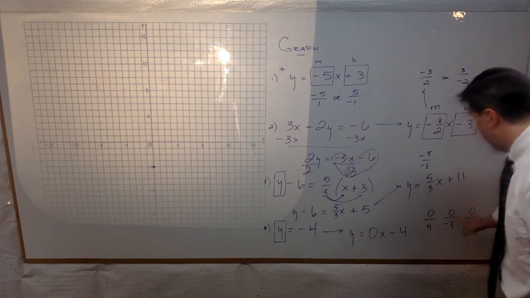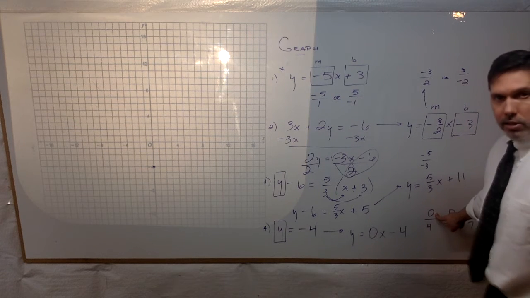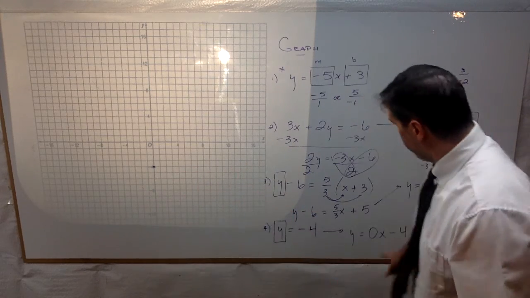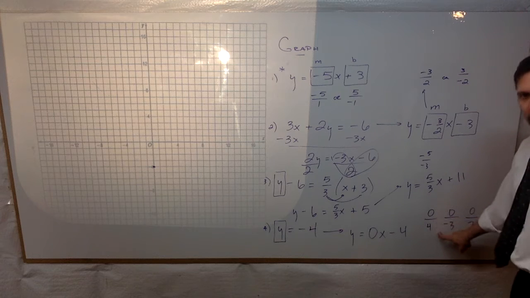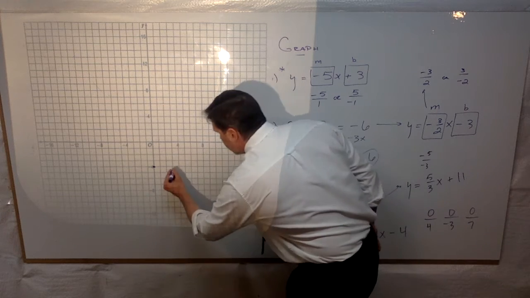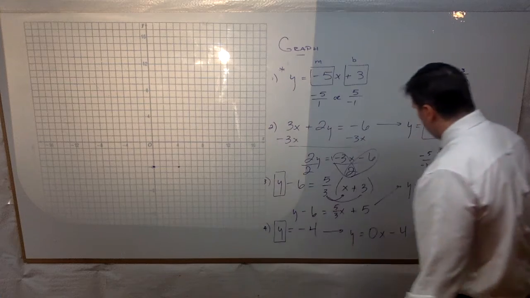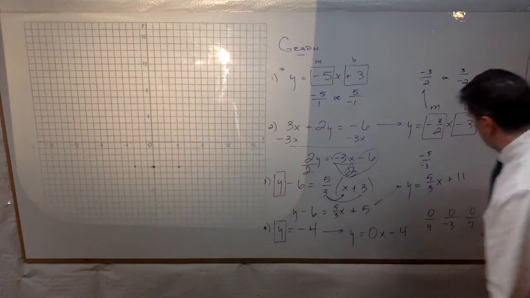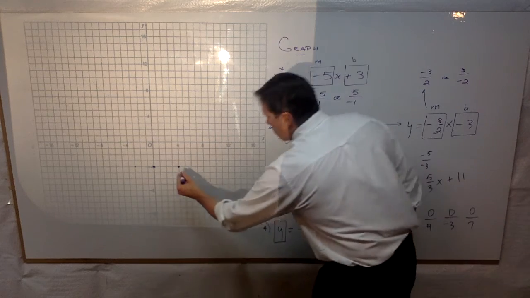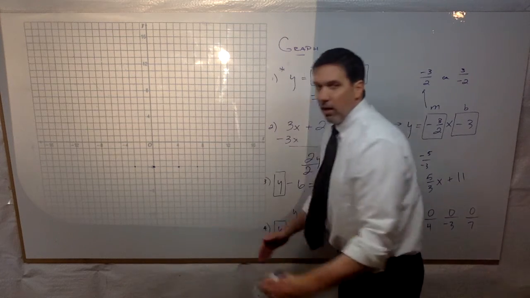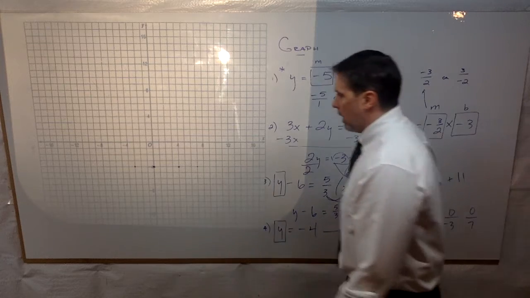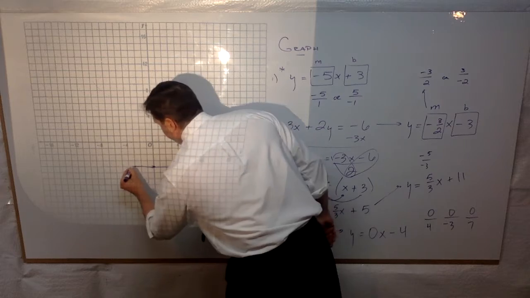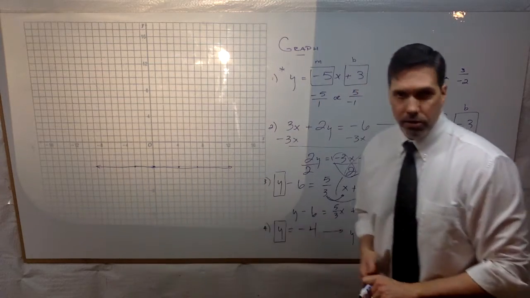So you just pick one. It doesn't matter because that's basically saying from this point, your rise is 0. Don't go up or down at all. But from that point, now you need to go right 4, or left 3, or right 7. It's not going to matter. You're going to be on what's known as a horizontal line. And that's what you get when you don't have an x variable. You get a horizontal line.